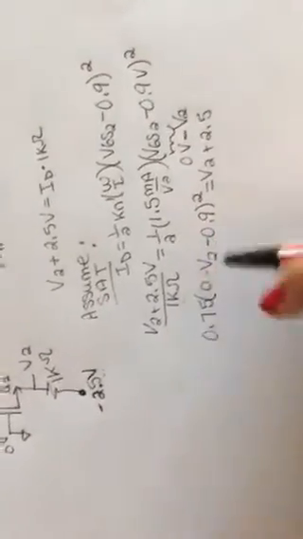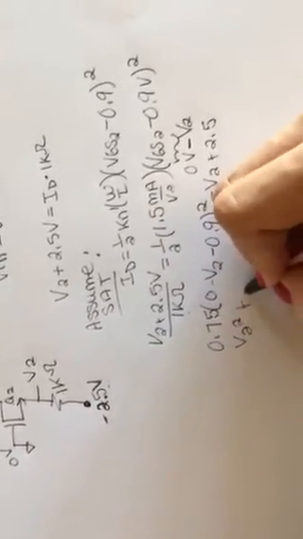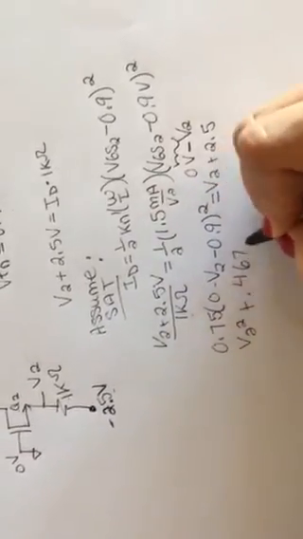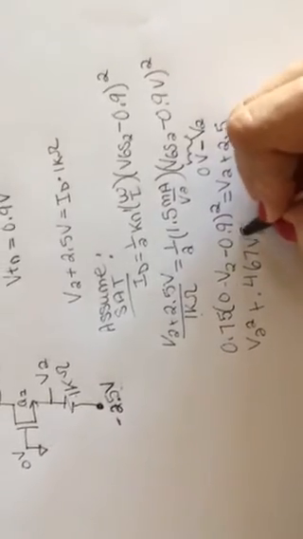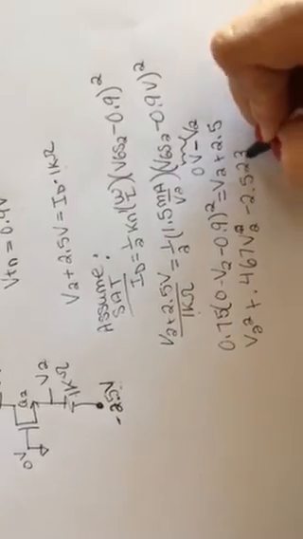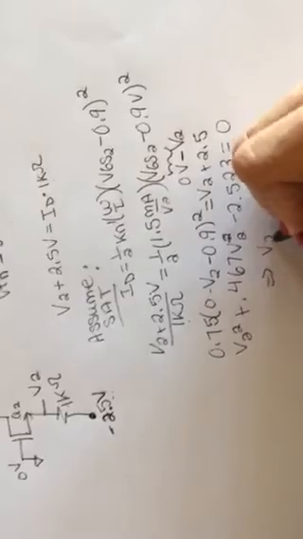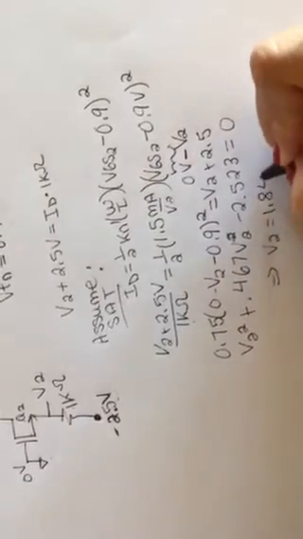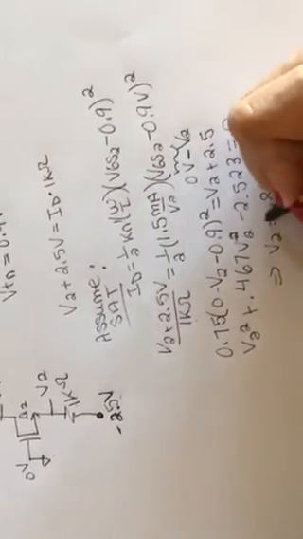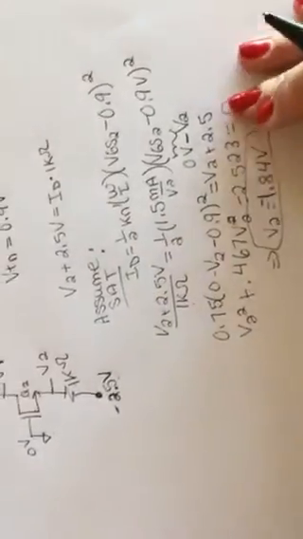Okay, so now solving this, we'll have V2 squared plus 0.467 V2 minus 2.523 equals 0. And from that, you should get V2 equals minus 1.84 volts. Okay, so that's the first one. Now, the second part is to find V1.